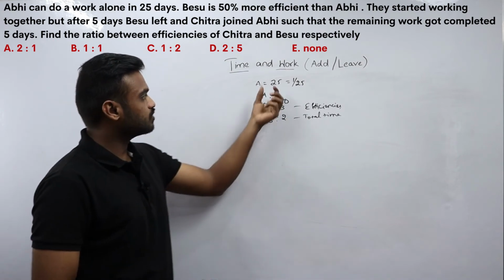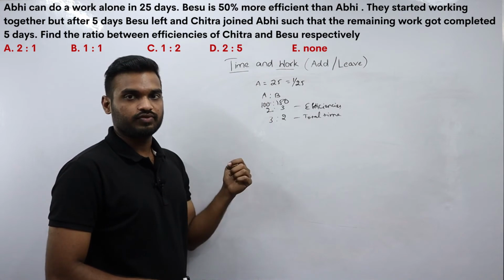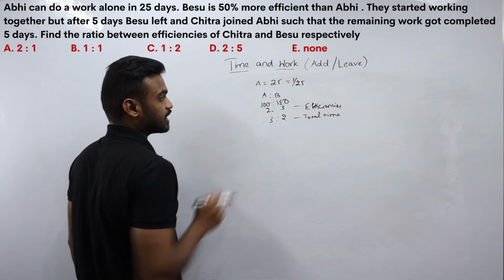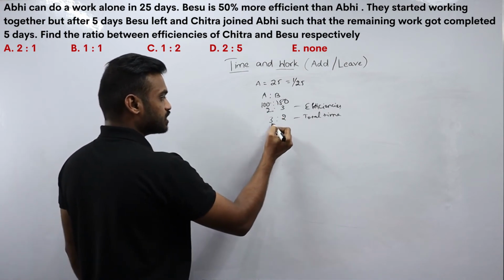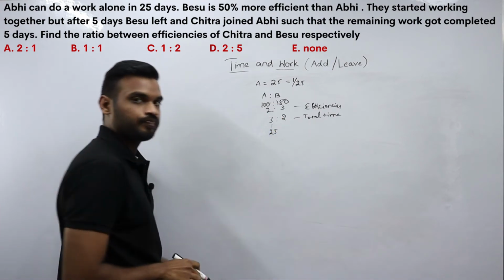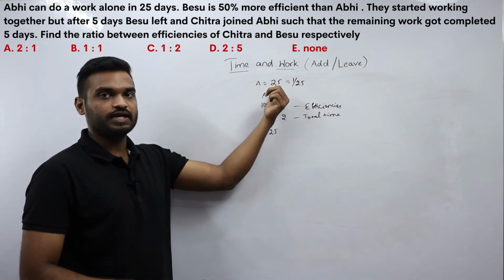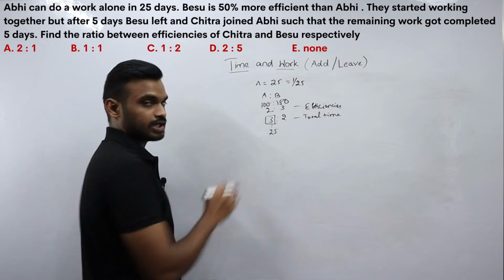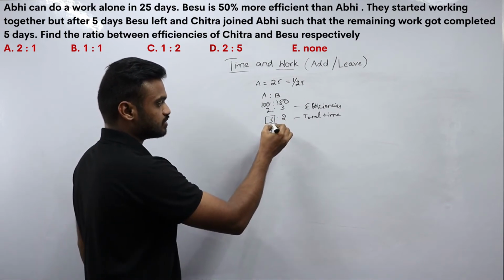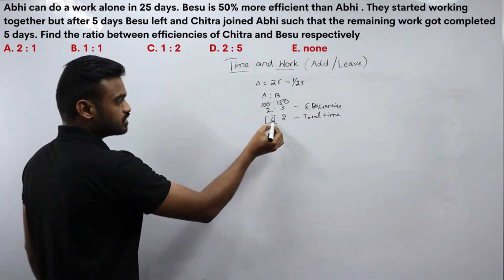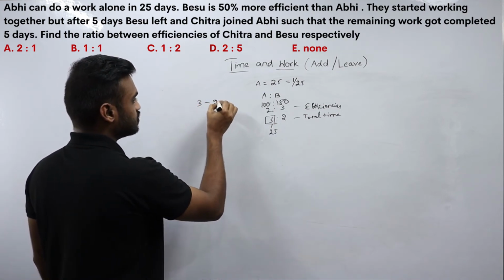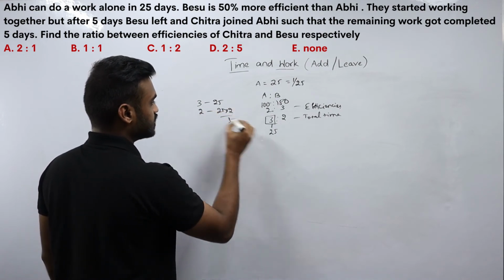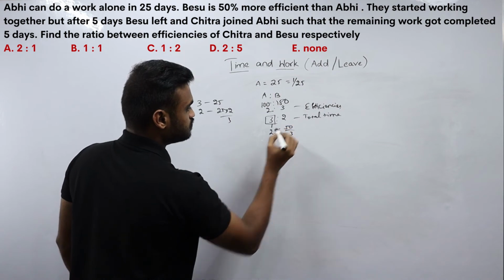We already know that A takes 25 days to complete the work. Here A's ratio is 3 parts in the total time taken, so we can say 3 parts is equal to 25 days. Now if 3 parts is equal to 25 days, 2 parts will be equal to 25 into 2 by 3, that is 50 by 3 days.